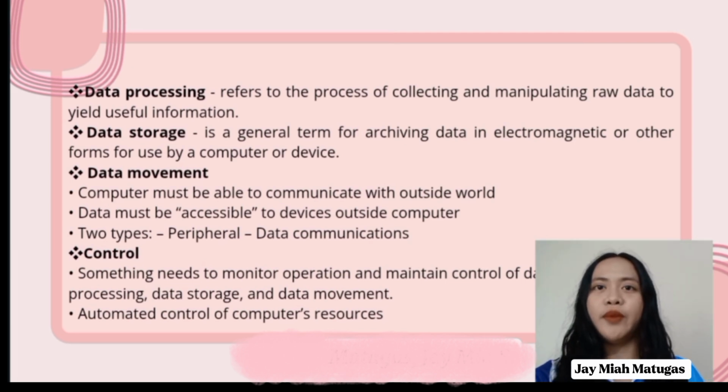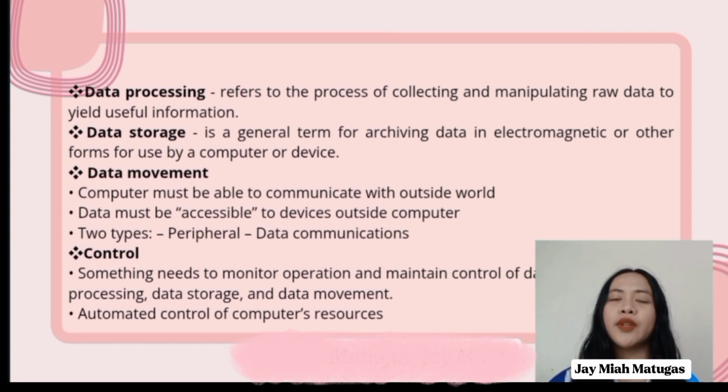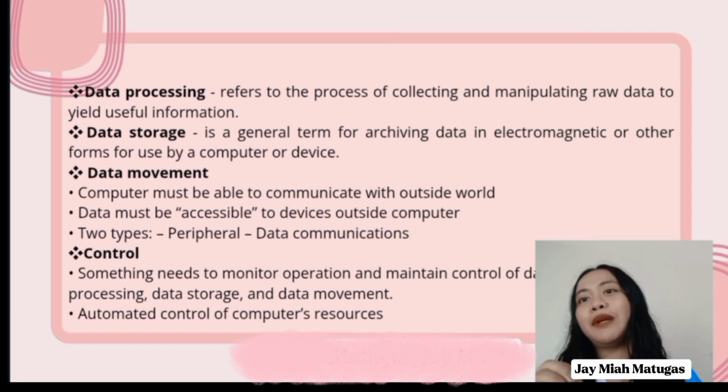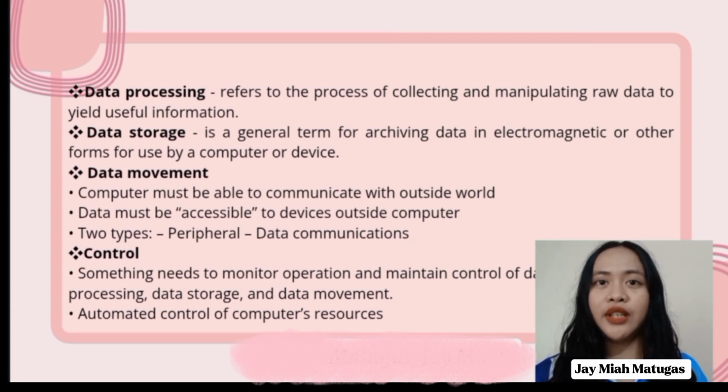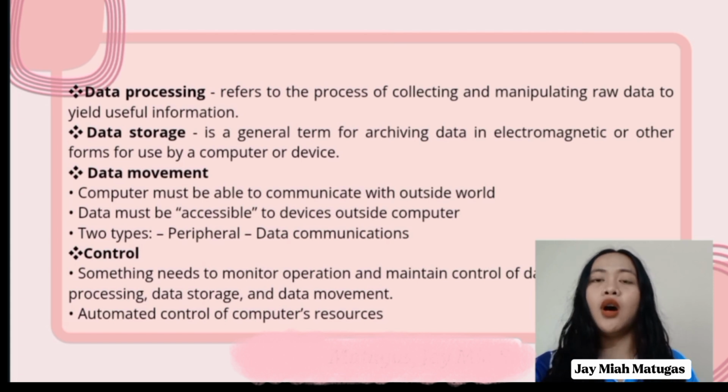Next one is the data movement. Computer must be able to communicate with the outside world. It is the process of transferring information from one place to another. Data must be accessible to devices outside the computer. Data movement, from the word movement, lumilipat or palipat-lipat. And there are two types. It is the peripheral and data communications. And lastly, the control. It is something that needs to monitor operation and maintain control of the data processing, data storage, and data movement.